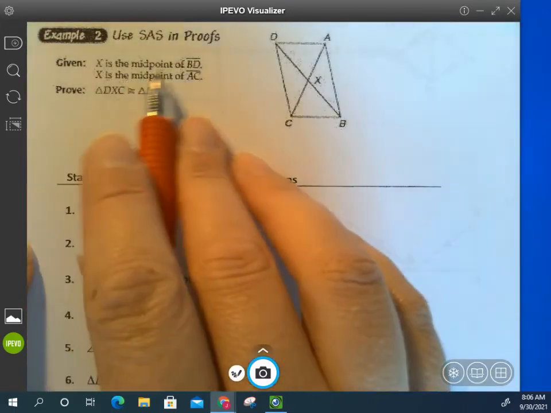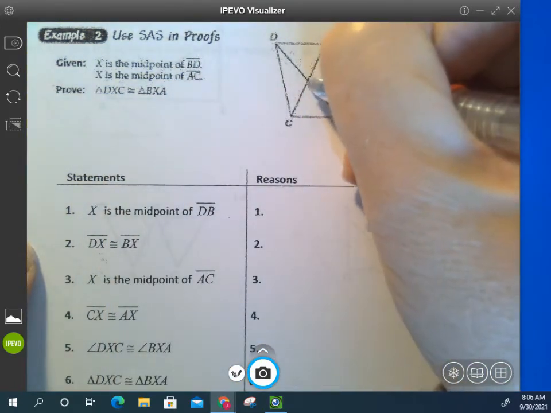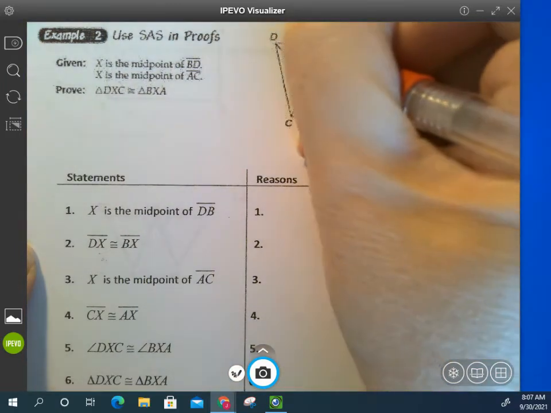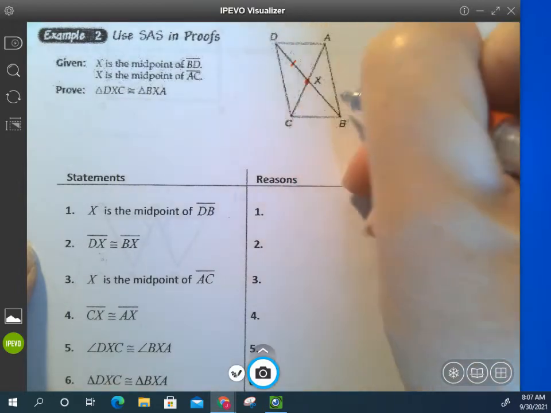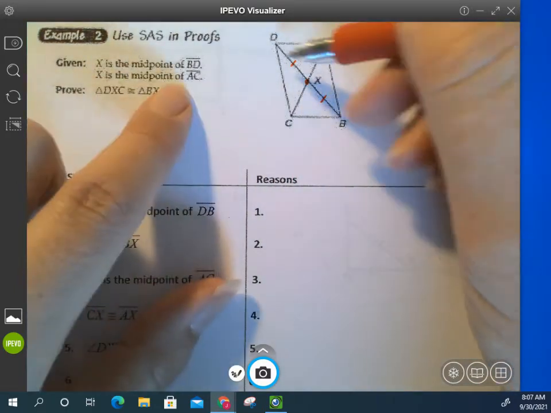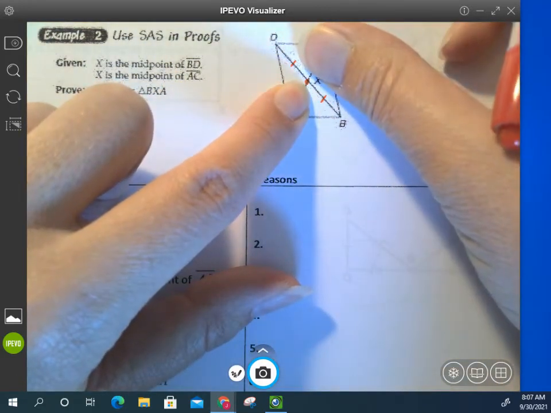Well, they tell us X is a midpoint of BD. Guys, here's BD. Midpoint is exactly what it says. It cuts it in the middle. We did midpoint a while ago. Midpoint means that this part of the segment is congruent to this part of the segment. So if X is the midpoint of BD, X cuts it in half, and we have two equal pieces.